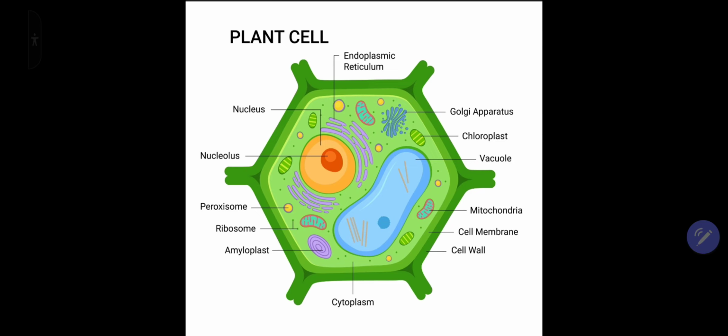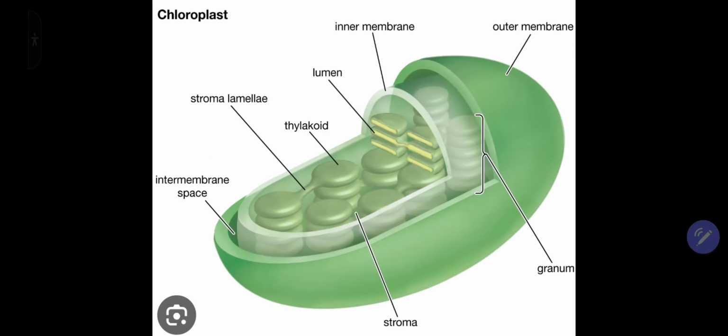More specifically, photosynthesis occurs in the chloroplast, which looks something like this, which is an organelle present in plant cells. The chloroplast is double membrane bound. As you can see, here's the outer membrane and here's the inner membrane.